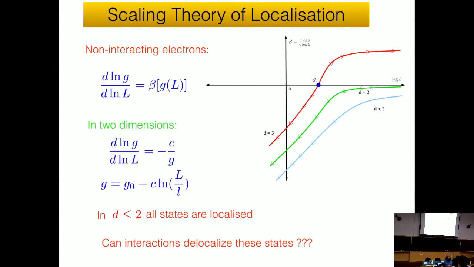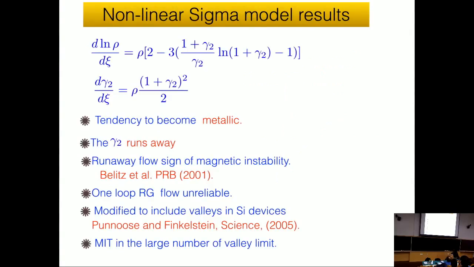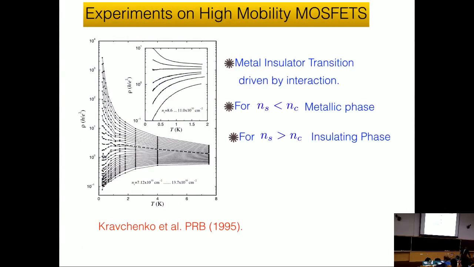Okay, so the reason why this actually became very important was this set of beautiful experiments by Kravchenko. And these experiments were on very high mobility samples of silicon MOSFET.